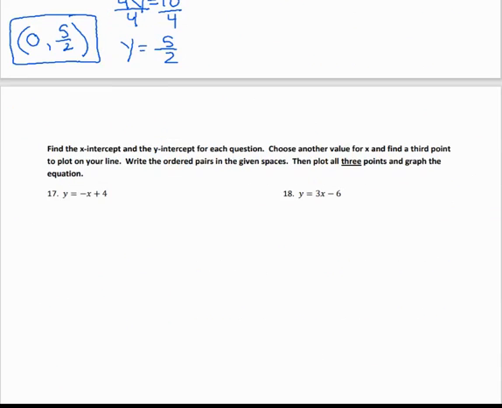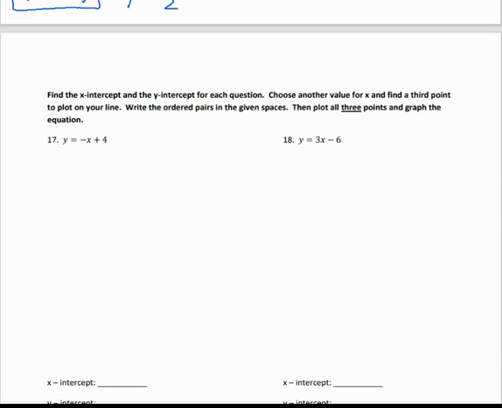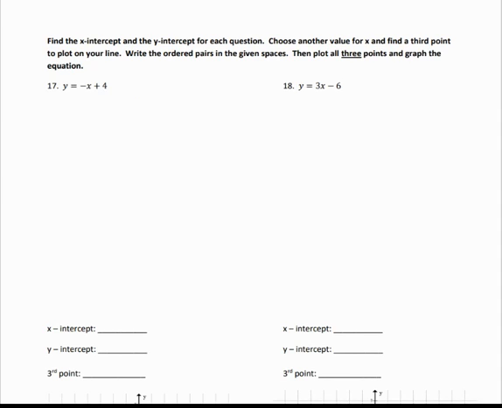All right, and then let's do one more together. Okay, we'll do number 17 together. So this one is where we're finding our x and y intercepts and a test point. So let's start with this. Everybody go ahead and find your x-intercept and your y-intercept.